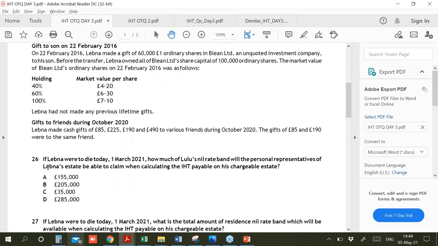So guys, what is the correct answer? How much can Lebna take out of Lulu's nil rate band? Which answer is correct? Obviously the answer B. B is the correct answer.